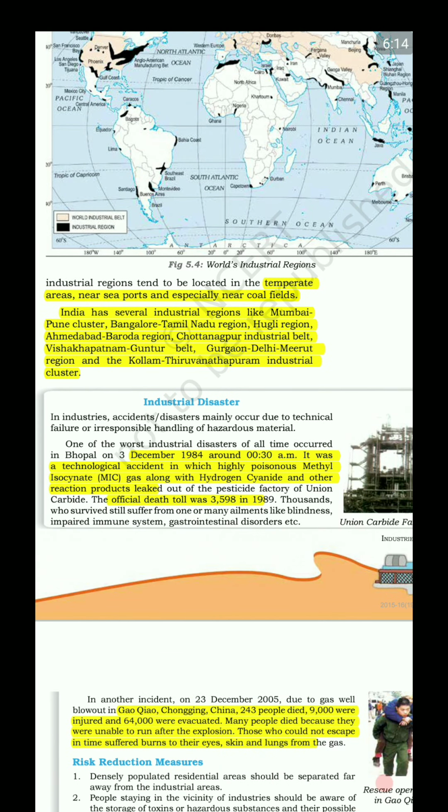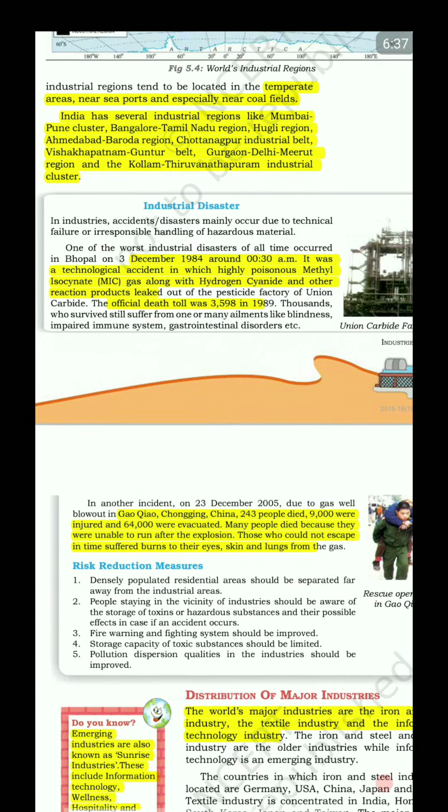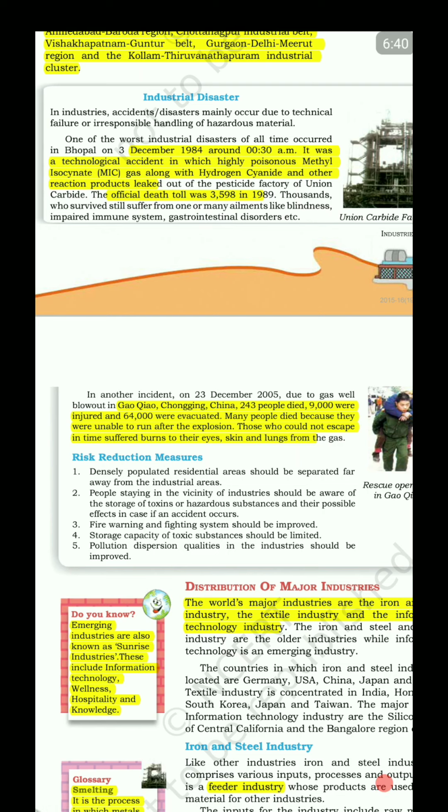Some of the industrial disasters are, for example, the 3rd December 1984 industrial disaster in which highly poisonous methyl isocyanate gas with hydrogen cyanide and the reaction gases produced leaked, and 3,600 people died in 1984. You can remember the date with the death of Indira Gandhi in 1984, 3rd December 1984. Secondly, was the Gao Qiao, Chongqing, China disaster. 243 people died because a gas had escaped. 64,000 people had to be evacuated.